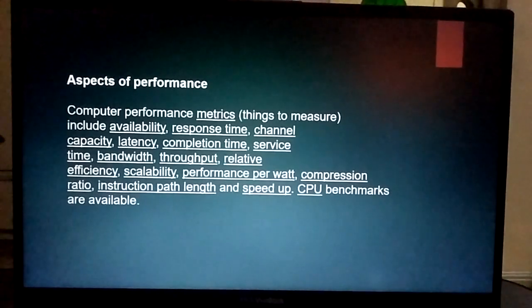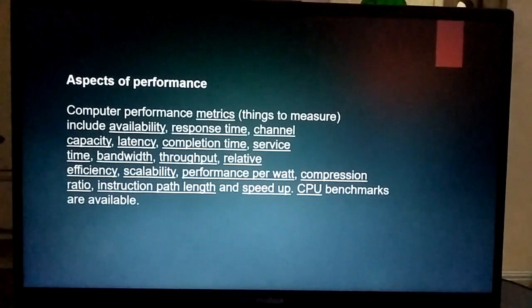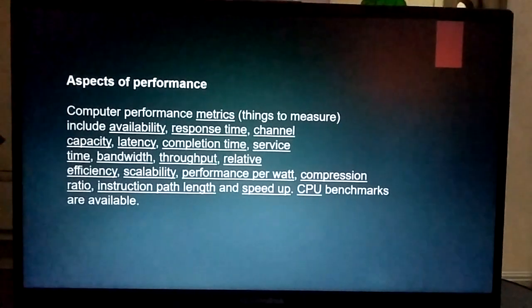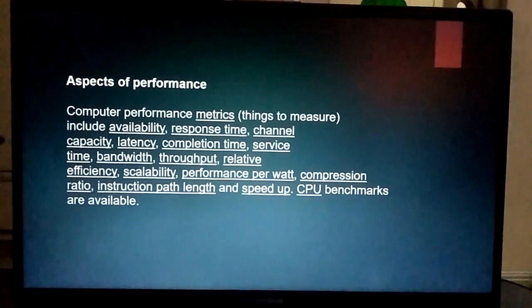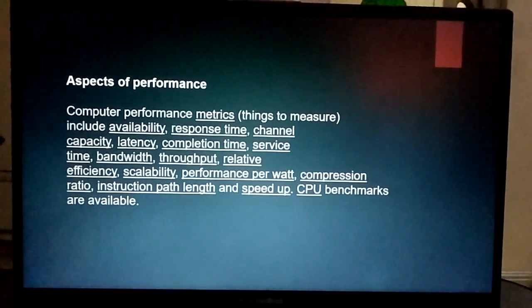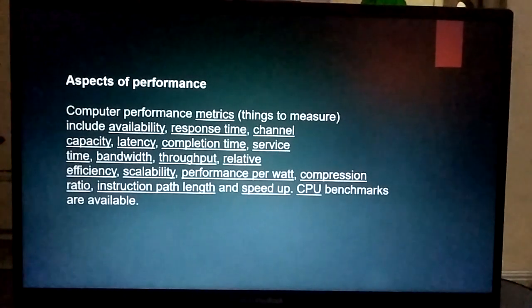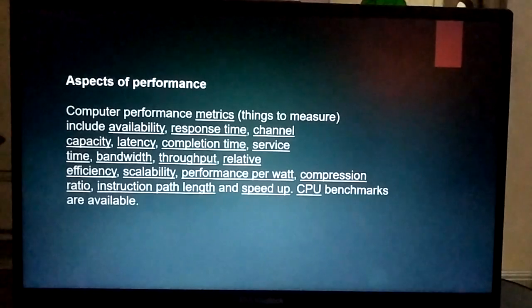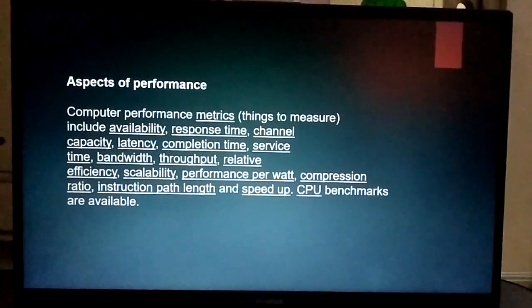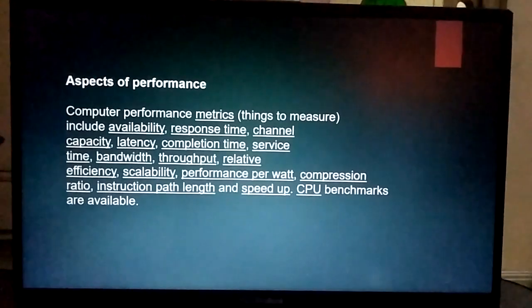Aspects of performance. Computer performance metrics, things to measure, include availability, response time, channel capacity, latency, completion time, service time, bandwidth, throughput, relative efficiency, scalability, performance per watt, compression ratio, instruction path length, and speed up. CPU benchmarks are available.